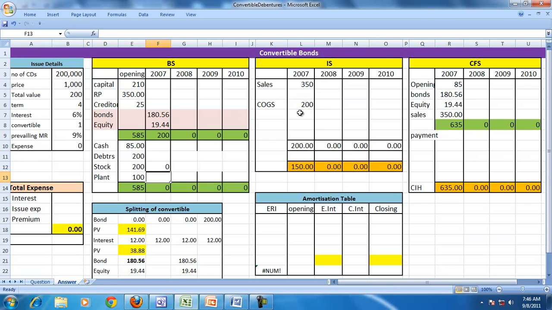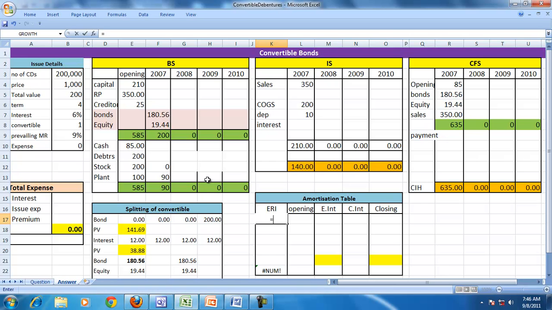And depreciation is 10% of the plant, so 0.10. No cash flows, but the value of the asset comes down to the extent of 10. Then we have to show interest, but to calculate interest it's better to make an amortization table.